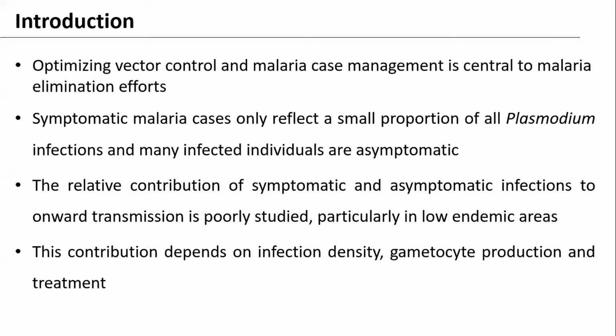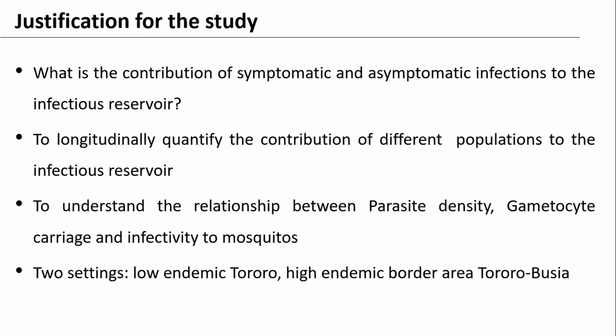Unfortunately, we have a poor understanding of the relative contribution of symptomatic and asymptomatic infections to onward malaria transmission, especially in low endemic settings. It's however known that infection density, gametocyte production, and treatment for malaria affect malaria transmission. So in this study, we sought to understand the contribution of symptomatic and asymptomatic infections to the infectious reservoir. Secondly, to longitudinally quantify the contribution of different populations to the infectious reservoir, and also to understand the relationship between parasite density, gametocyte coverage, and infectivity to mosquitoes.